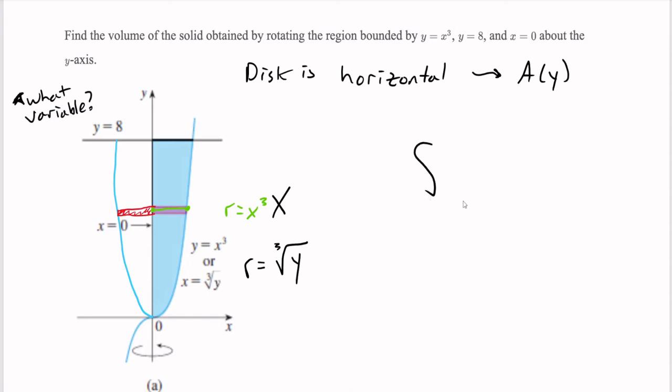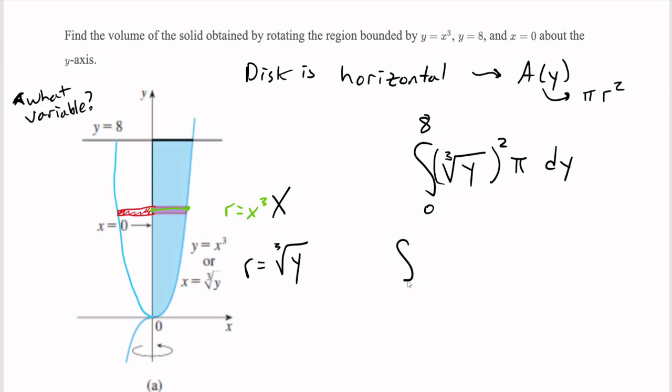Then we can plug it all in. Integral from a to b. What's our first y value? Right down here, 0. It goes up to 8. I can pick any y between 0 and 8 and draw in this little cylinder. What's the area going to be? Well, we already said r was this, but remember we're doing a disk, so that's pi r squared. So let me square this, put a pi in, dy.